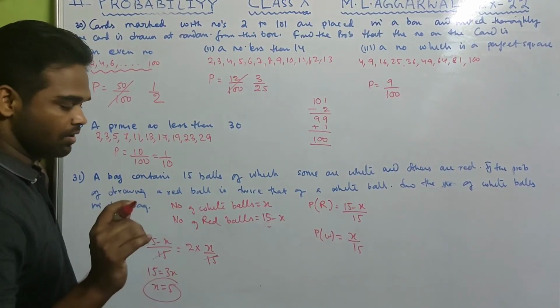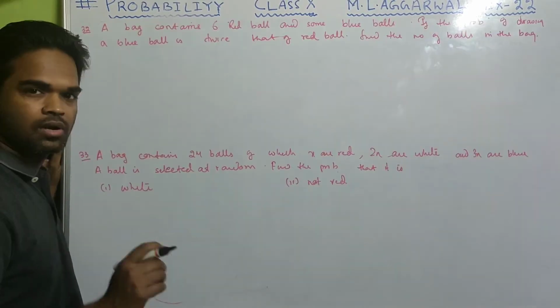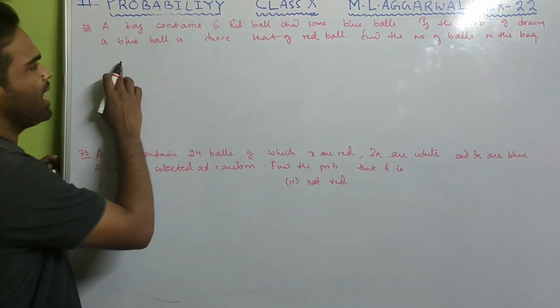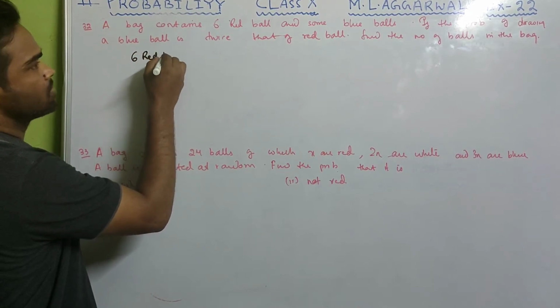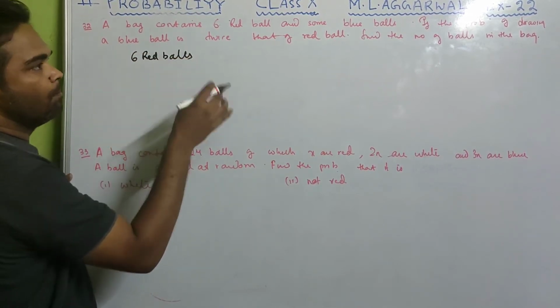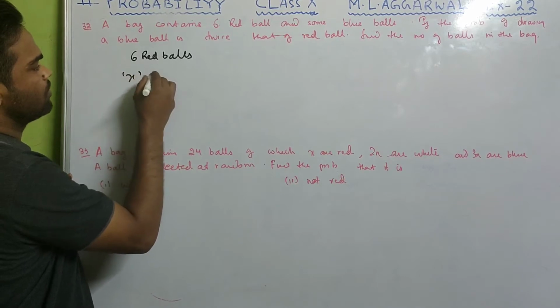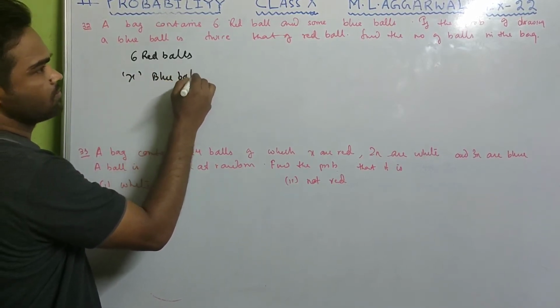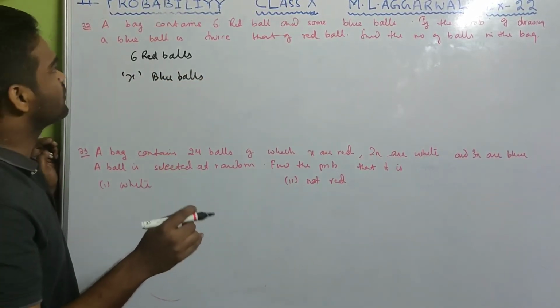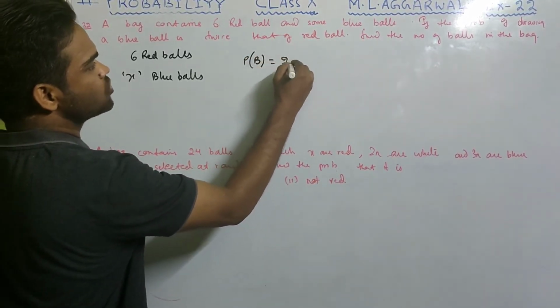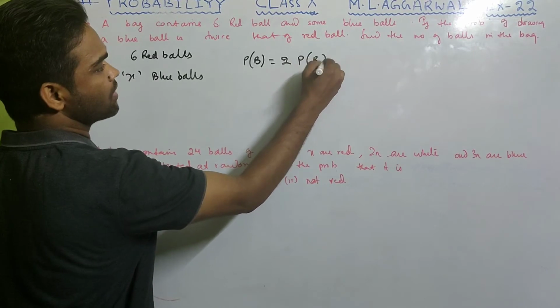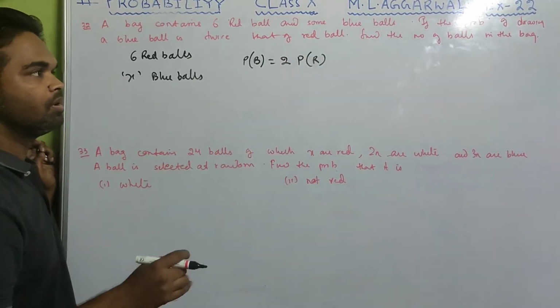Clear? Now let us look at the next sum. Now look at 32. A bag contains 6 red balls and some blue balls. Suppose x is the number of blue balls. Suppose the probability of drawing a blue ball is twice that of a red ball, find the number of balls in the bag.